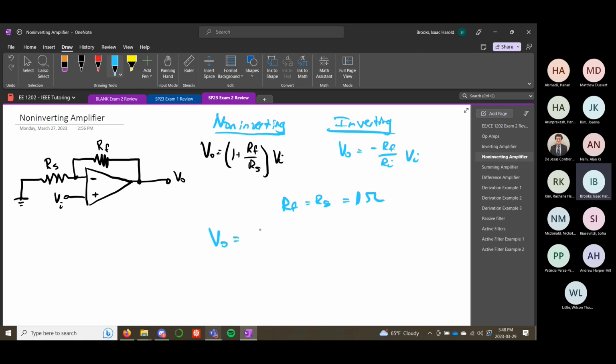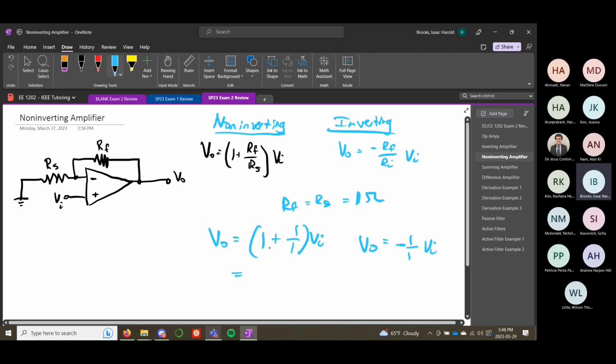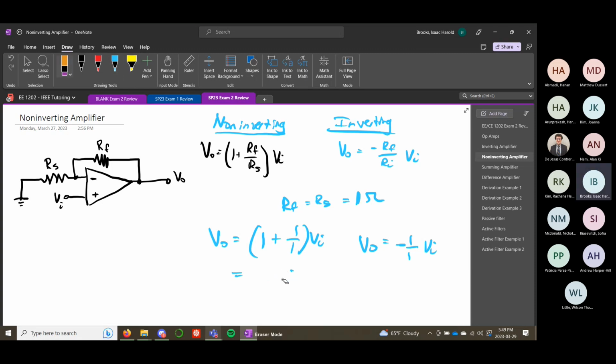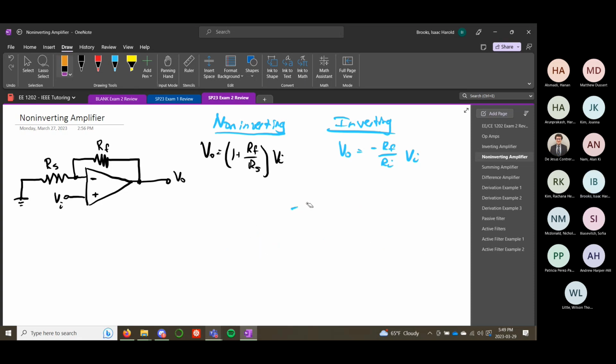We can say V out equals 1 plus 1 over 1 VI, and this one is V out equals 1 over 1 VI, which is 1 plus 1 over 1 is just 2 VI. Well, okay, we shouldn't say it that way. In fact, I think this is gonna cause more confusion. Let's leave them like this, and we'll work with the variables.